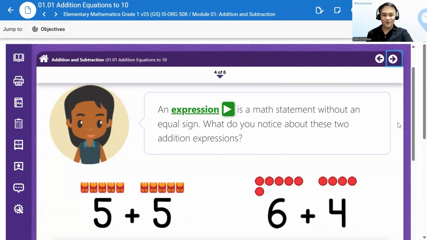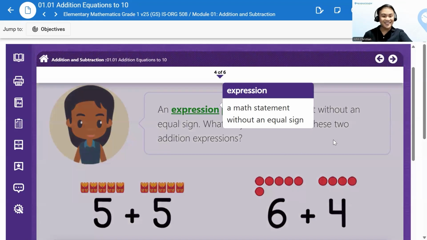I have a question for you. Do you know the word expression? Maybe the expression you know is happy and sad. But in mathematics, when we say expression, we talk about a math statement without an equal sign.